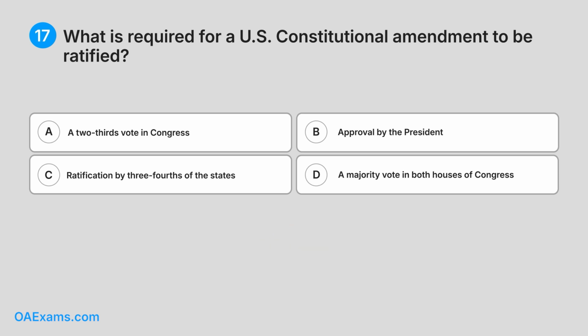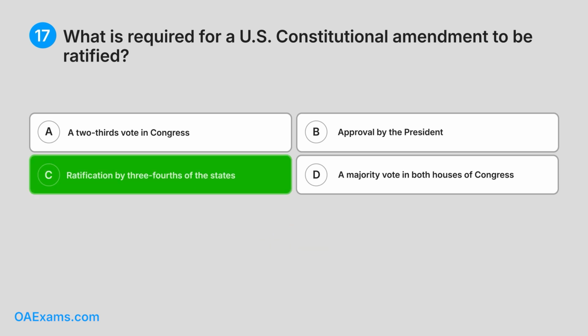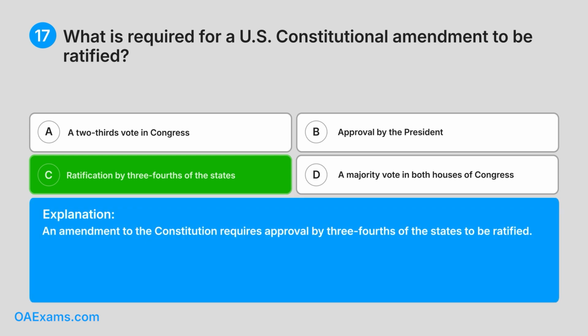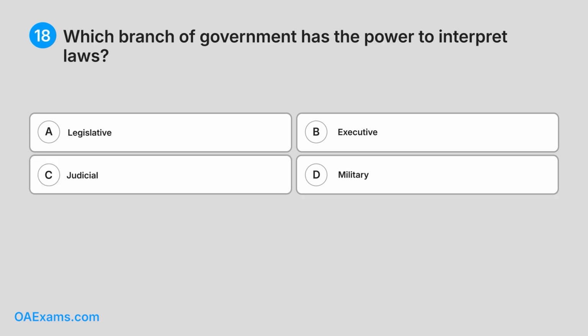Correct answer. C. Ratification by 3/4 of the states. Explanation. An amendment to the Constitution requires approval by 3/4 of the states to be ratified. 18. Which branch of government has the power to interpret laws?